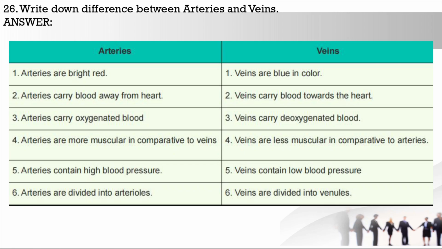Question number 26. Write down difference between artery and vein. First, arteries are bright red, veins are blue in color. Arteries carry blood away from heart, veins carry blood toward heart. Arteries carry oxygenated blood, veins carry deoxygenated blood. Arteries are more muscular in comparison to veins. Veins are less muscular in comparison to arteries. Arteries contain high blood pressure, veins contain low blood pressure. Arteries are divided into arterioles, veins are divided into venules.